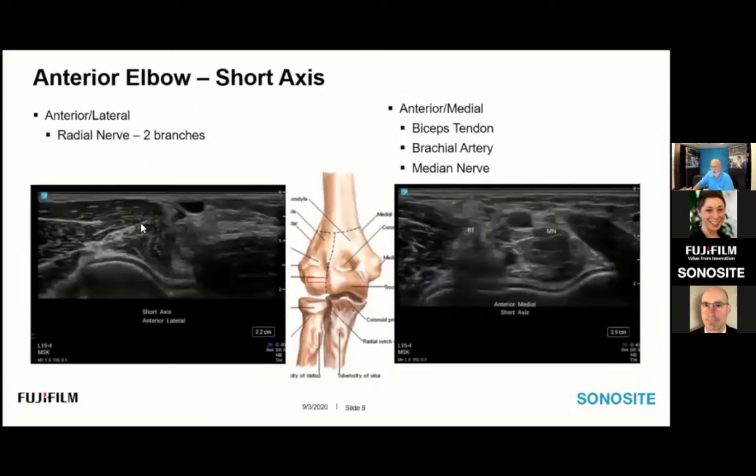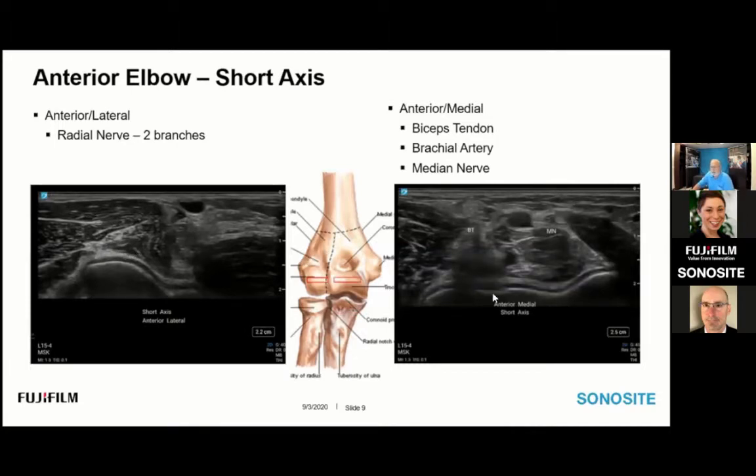As we see here, on the anterior and lateral side, over the humeral capitellum, we can identify a brightly echoic fascial plane interposed between the brachioradialis and brachialis muscles. Within this fascial plane are the superficial and deep branches of the radial nerve.